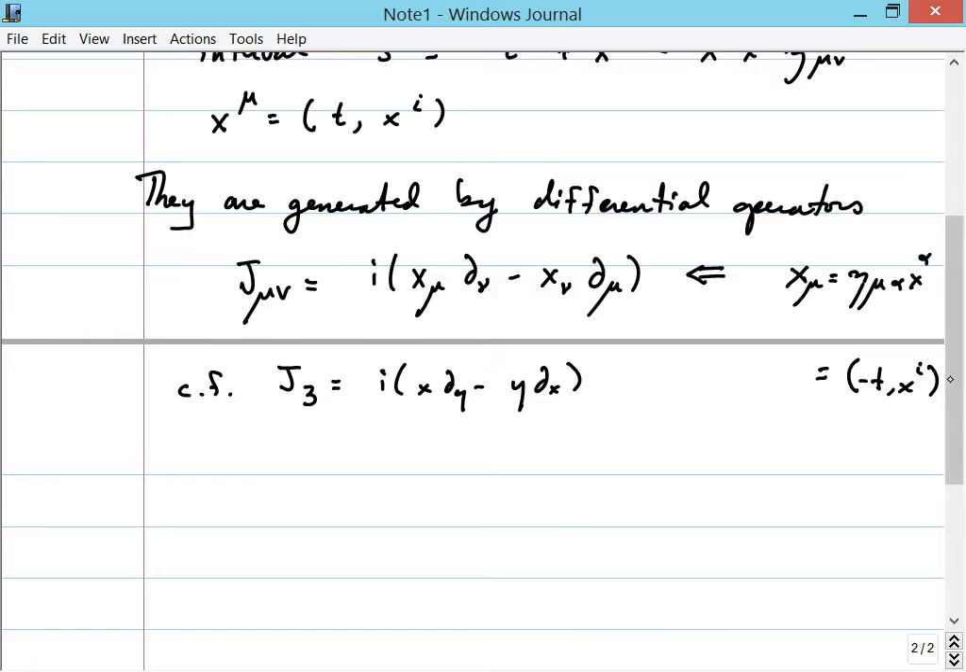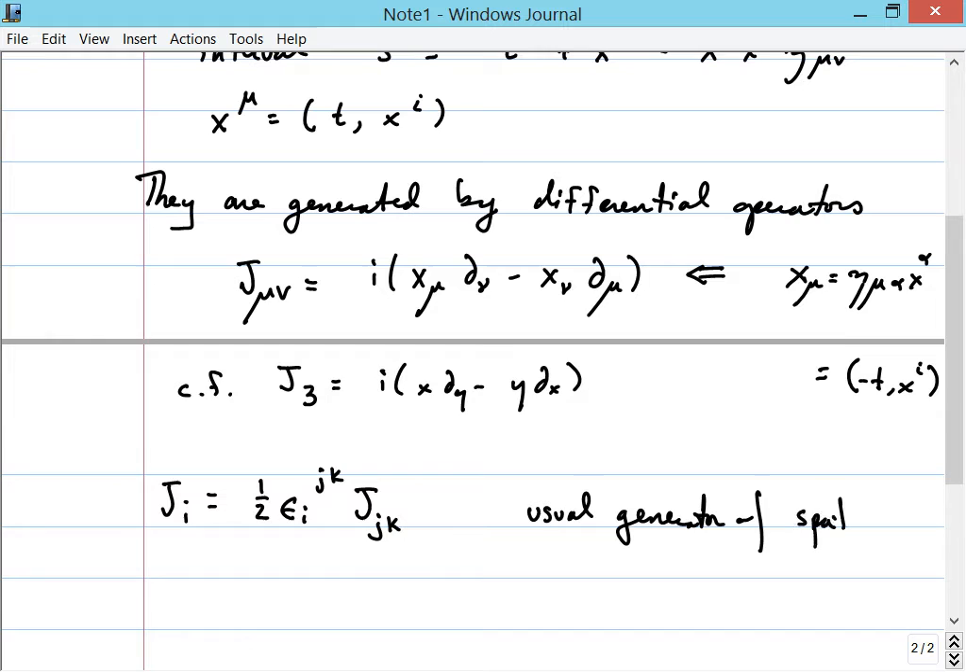So these generators J_{mu nu} obey some algebra that's easy enough to work out. But that algebra is easier to understand if we recast it in a language that is familiar to us from our discussion of the rotation group. So to that end, we define J_i as epsilon_{ijk} J_{jk}. Here, I'll be neurotic about my indices, why not? Where i, j, and k are indices that run from 1 up to 3. And this is the usual generator of spatial rotations. And K_i is the generator of a boost in the i direction.